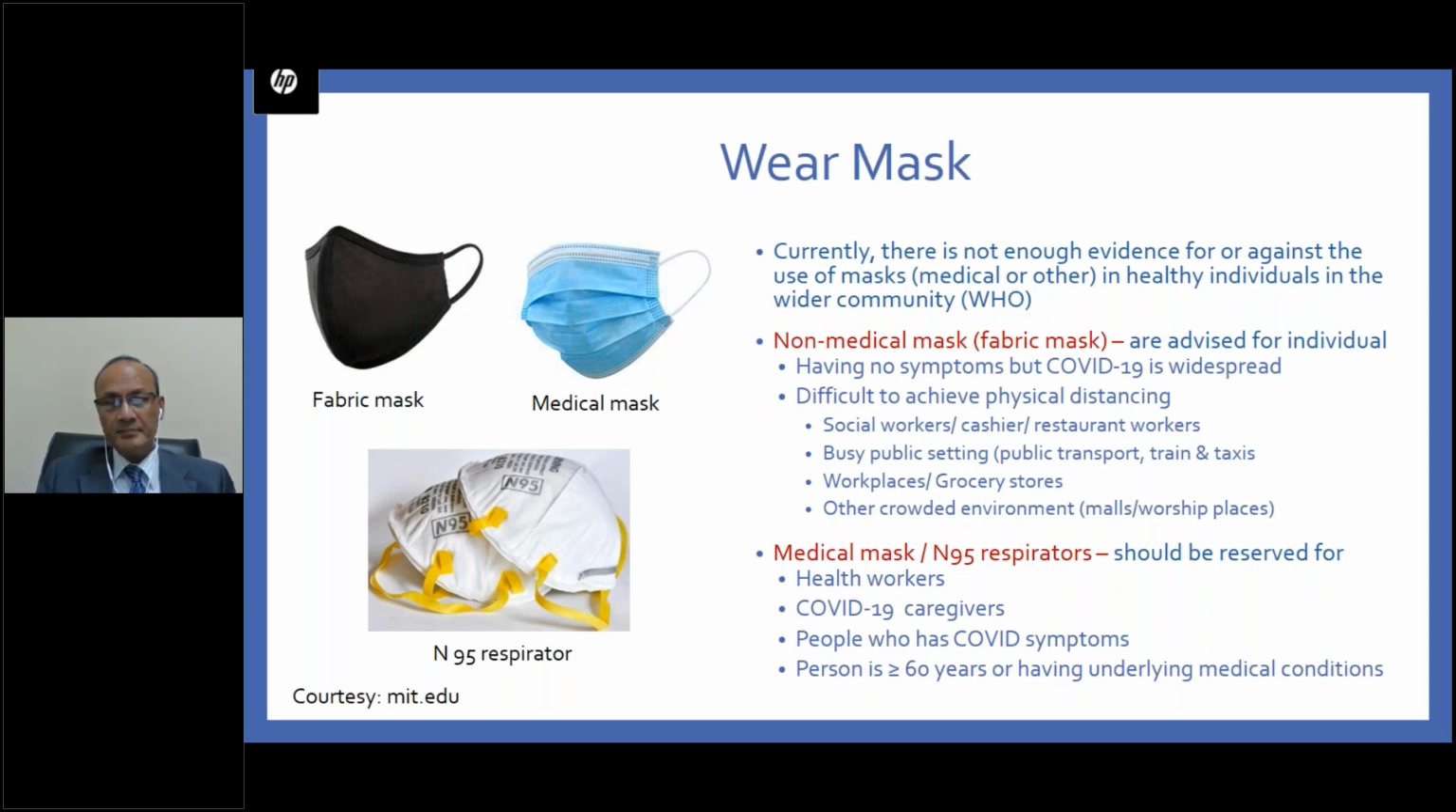For example, in places like restaurants or public transport areas or grocery stores or malls or workplaces. The medical mask or the respirator should be reserved for the people who are working in healthcare institutions. For example, healthcare workers or caregivers or people who have COVID symptoms, or persons who are at risk, such as old age people or those who have underlying medical conditions.